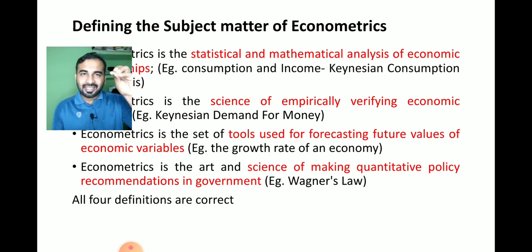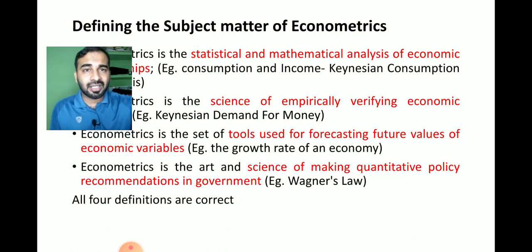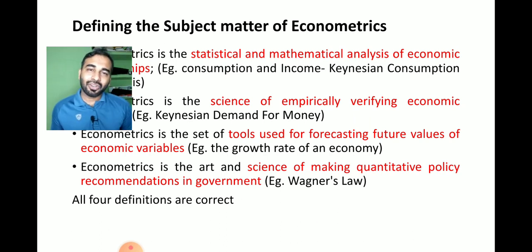So this kind of exact quantitative suggestion that an economist wants to give to the corporate sector or the government, for that purpose also, econometrics will help us. So these are the 4 different areas of the basic subject matter of econometrics. Okay, I hope it is clear.